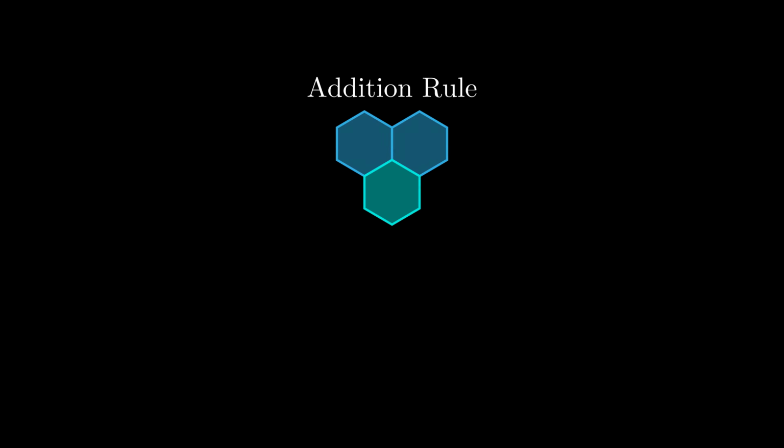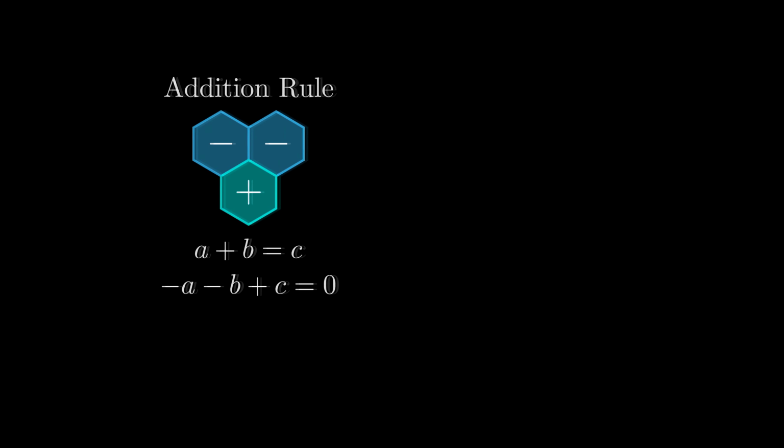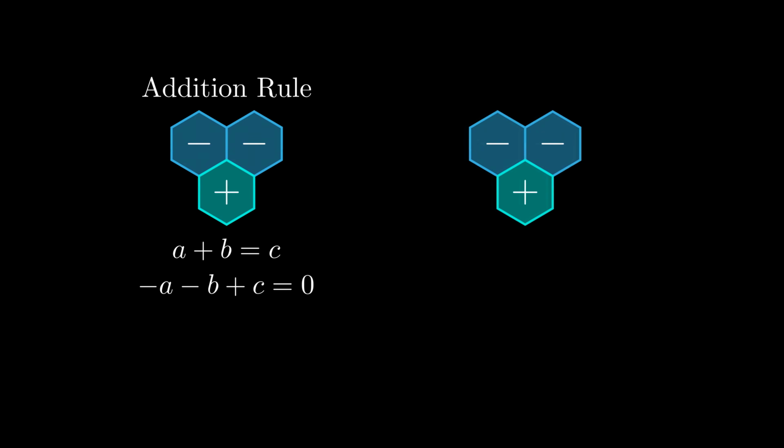Remember, the addition rule says that if we have two numbers on top, we add them to get the number below. Let's simplify the representation of this rule with symbols. Suppose the rule here says that a plus b equals c. After rearranging, we get that minus a plus minus b plus c equals 0. Here's the diagram of this rule. The plus and minus signs represent the sign of the value in this equation. This helps us better visualize rule variations.